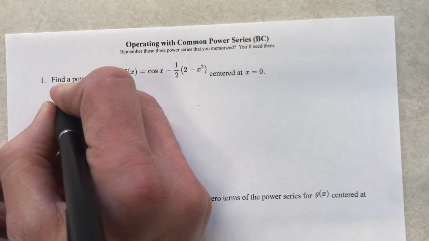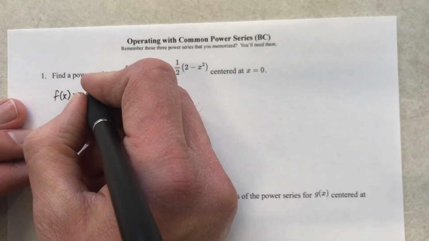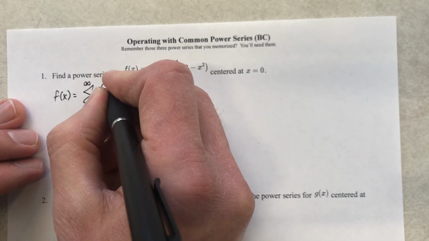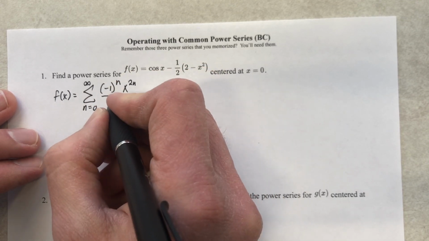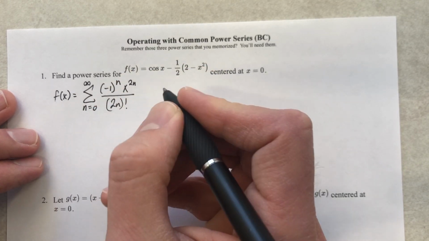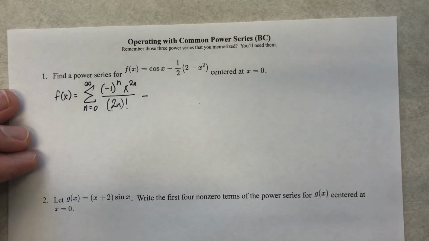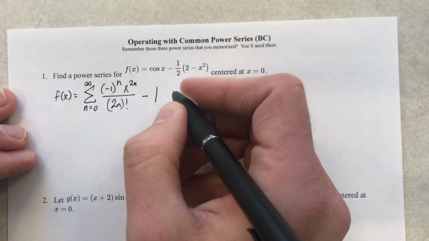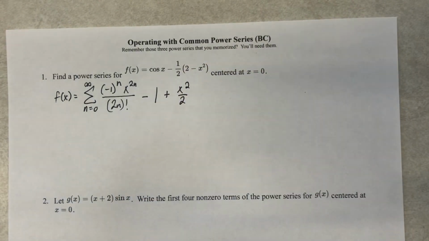Well, f of x, let's bring our work over here, is really equal to cosine x. And cosine x is all this stuff that we just wrote. The more you write it, the more you'll remember it. x to the 2n, it must be even, it's cosine, over 2n factorial. And then minus 1/2 times 2 minus x squared. I'm going to distribute because I know where this is going, and if you don't know where it's going, it's okay. Just distribute anyway. So minus 1, and then plus 1/2 x squared. I'm going to call that x squared over 2. Okay, so you might be looking at that saying, well, what? I don't know where to go from here. I don't know what to do.